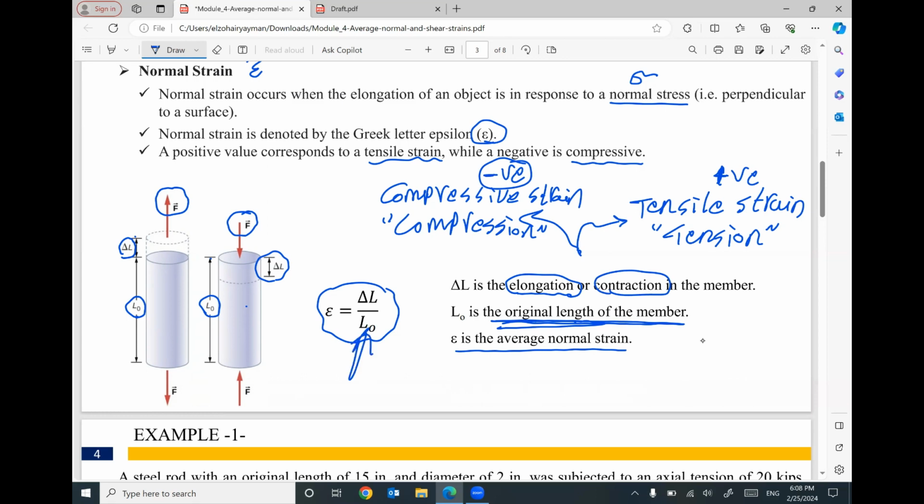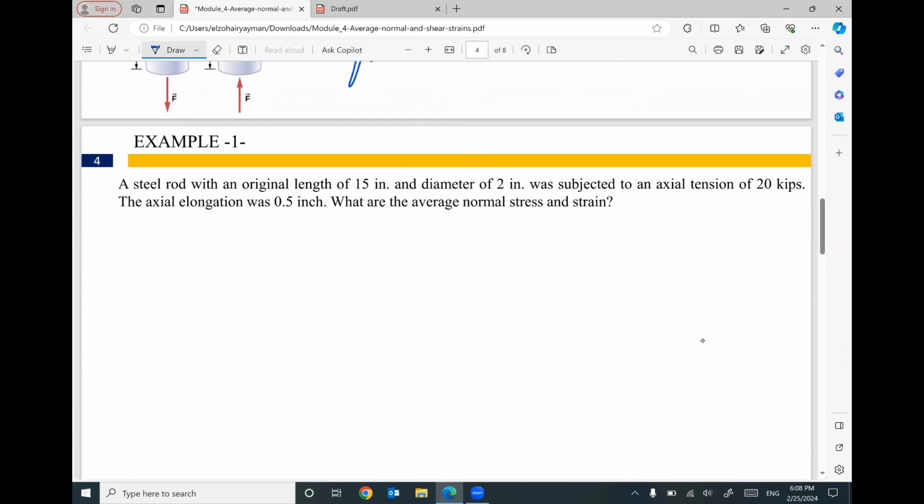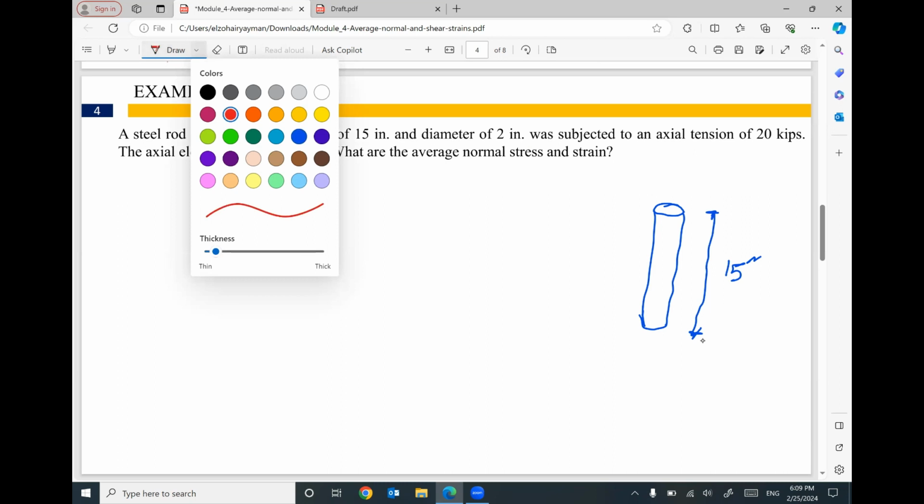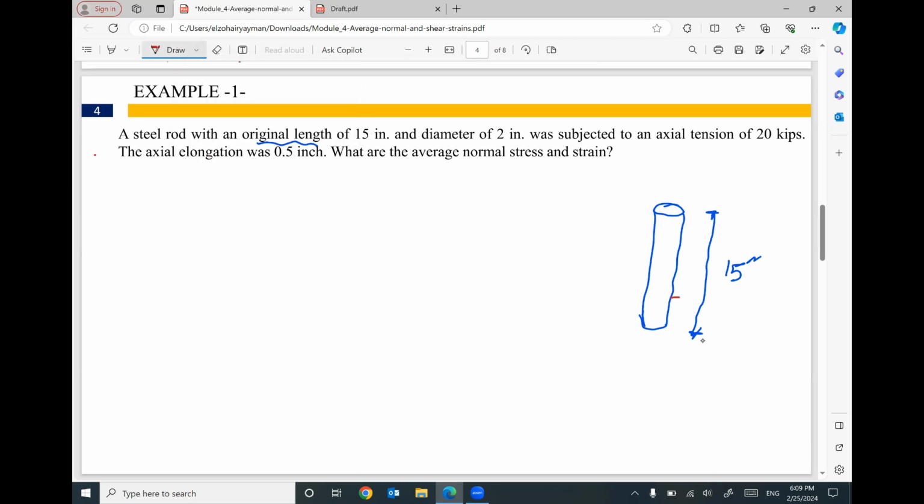We have an example here to figure out how to calculate the normal stress and strain. We have a steel rod. This steel rod has an original length of 15 inch, and the diameter of this rod is 2 inch.